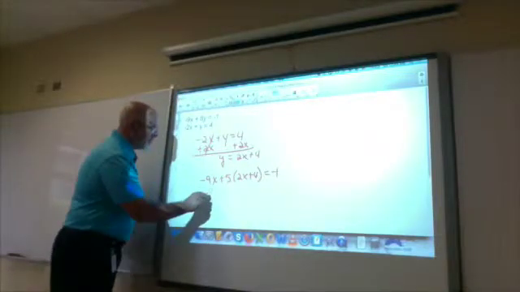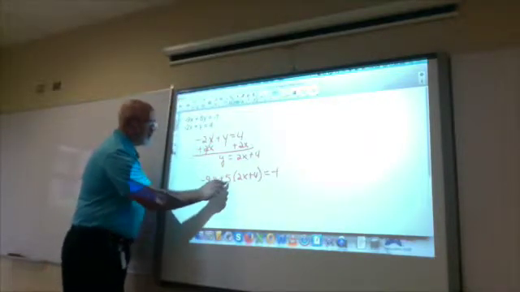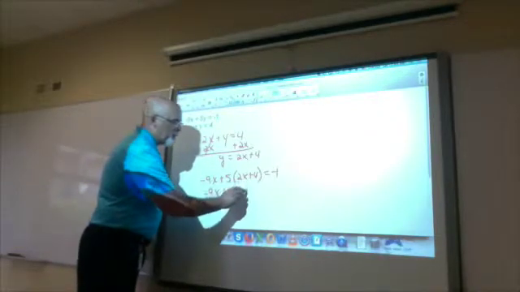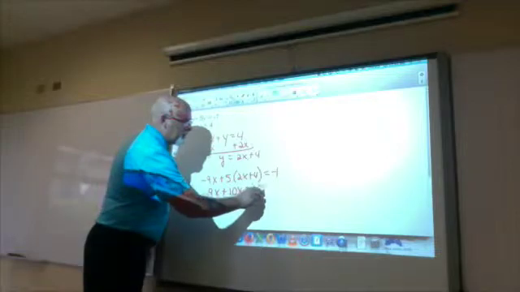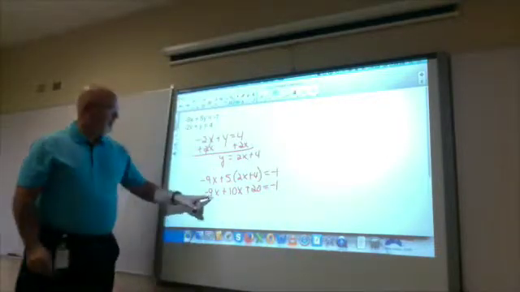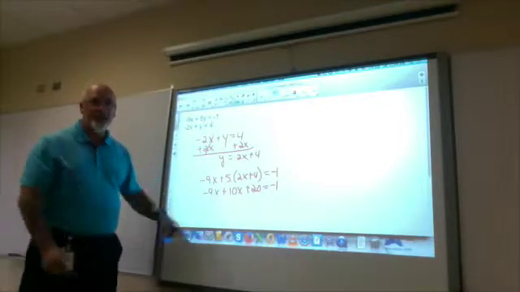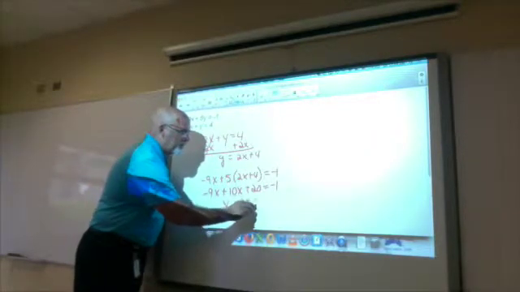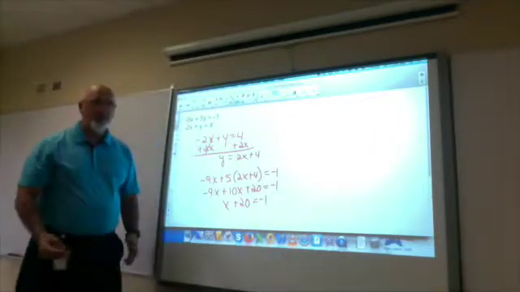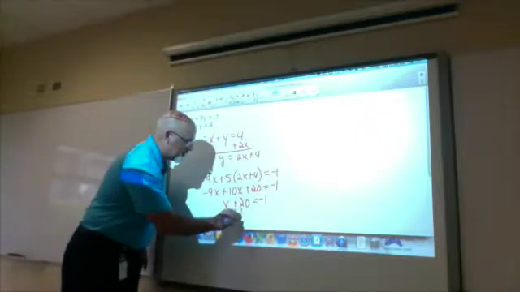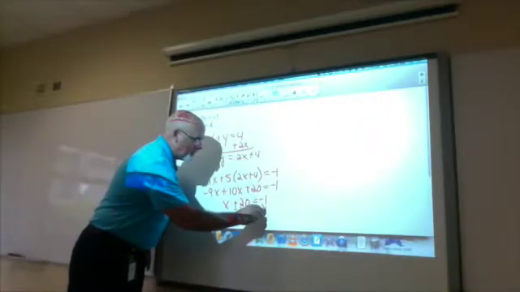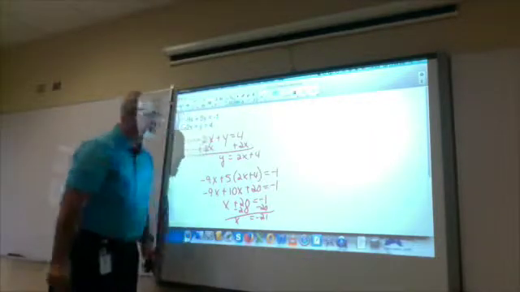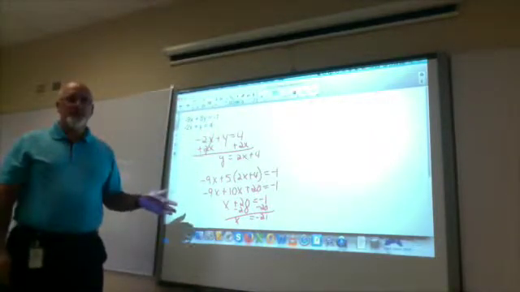So that gives me negative 9x. 5 times 2x is 10x. 5 times 4 is 20. Equals negative 1. Negative 9x and 10x equals x, plus 20 equals negative 1. I subtract 20 from both sides, and that gives me x equals negative 21. So I know that x is equal to negative 21.